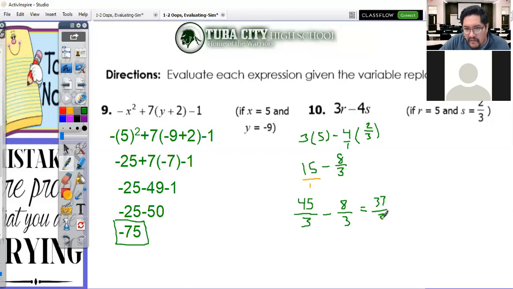37 over 3. Now check to see if we can simplify it by dividing either 37 or 3 by the same number, which we can't, right? If it was 36 over 3, we could divide it. If it was 39 over 3, we could divide it. But it's not, it's 37. So 37 does not divide by 3. So we're basically going to end up with 37 over 3. And that's about as best as we can get that answer.